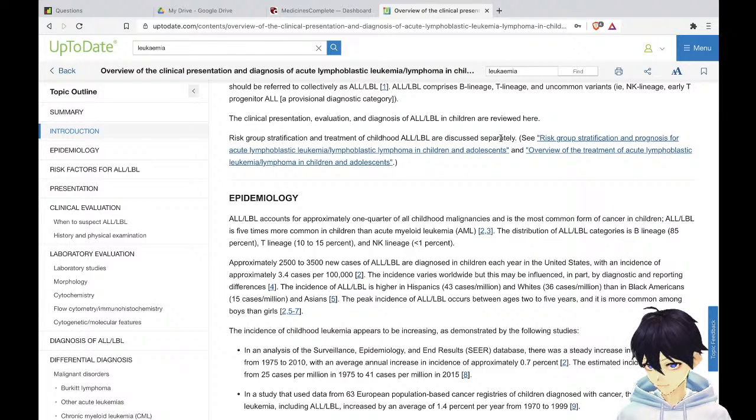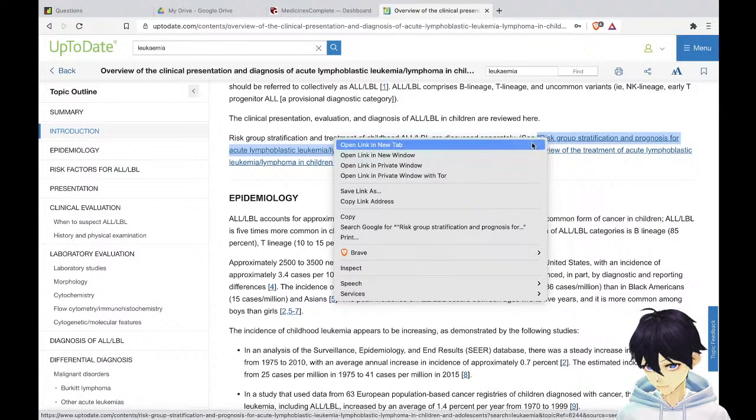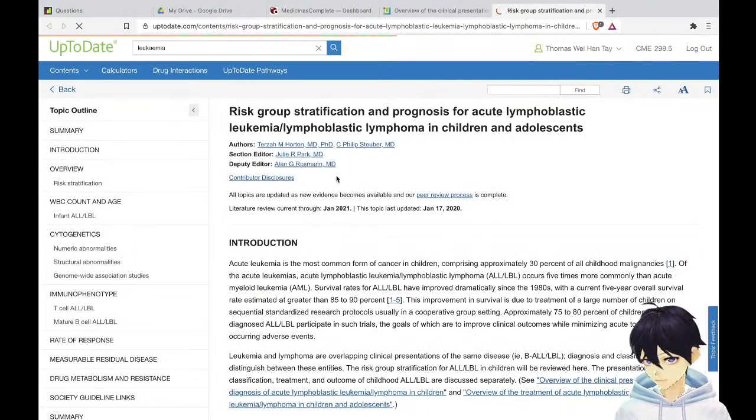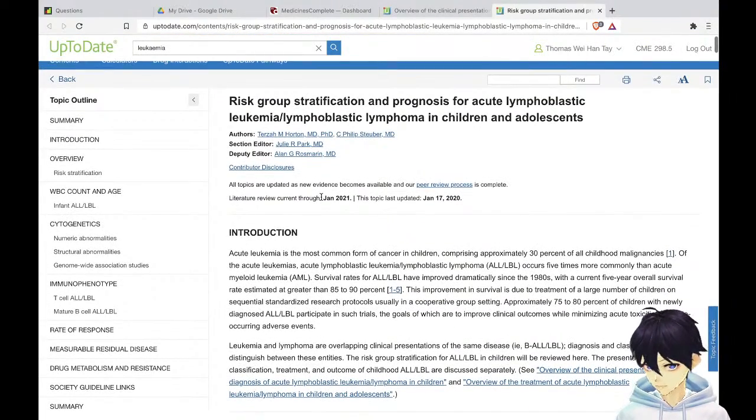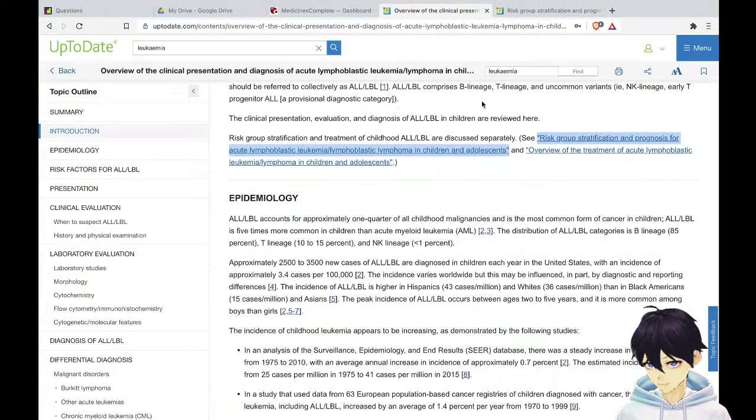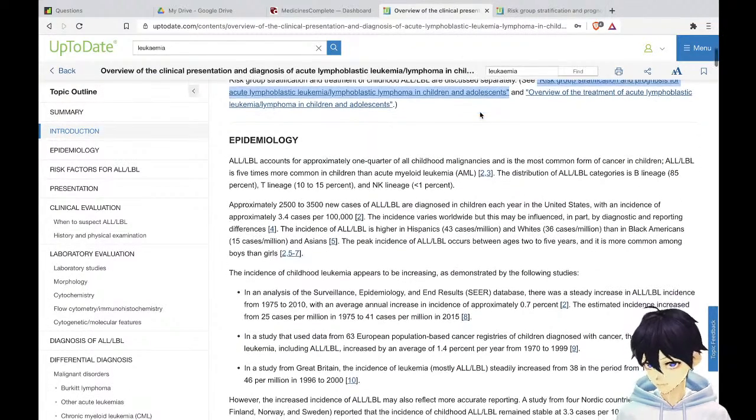Are discussed separately. What is risk group stratification? Oh, it's still in children and adolescents. I thought it would be in adults as well.